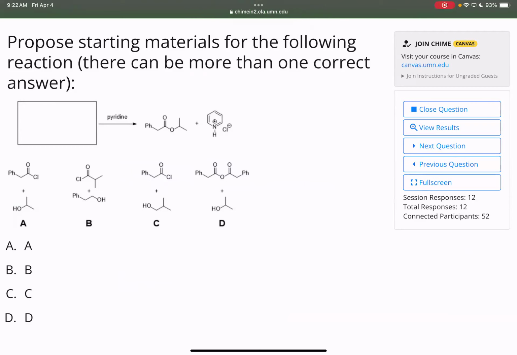Feel free to chat with your neighbors. See if they're getting the same answers as you.